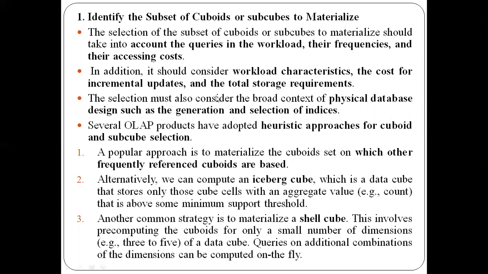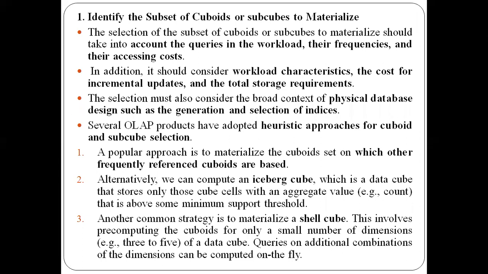Okay, and then we have got some heuristic approaches also for cuboid selection. One of the popular approaches to materialize a cuboid is this: if the other cuboids frequently access this cuboid, then we can materialize this cuboid. For example, if you have two cuboids, cuboid 1 and cuboid 2, and cuboid 1 is dependent on cuboid 2 for the result, then we can materialize cuboid 2. Suppose the other frequently referenced cuboids are based on the current cuboid, then also we can materialize the current cuboid.